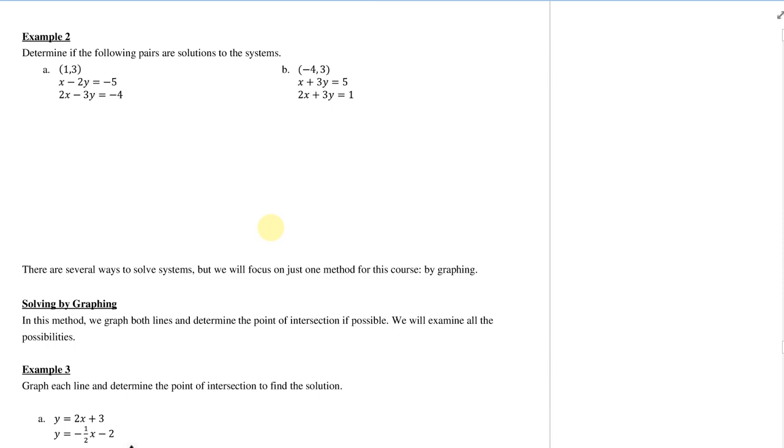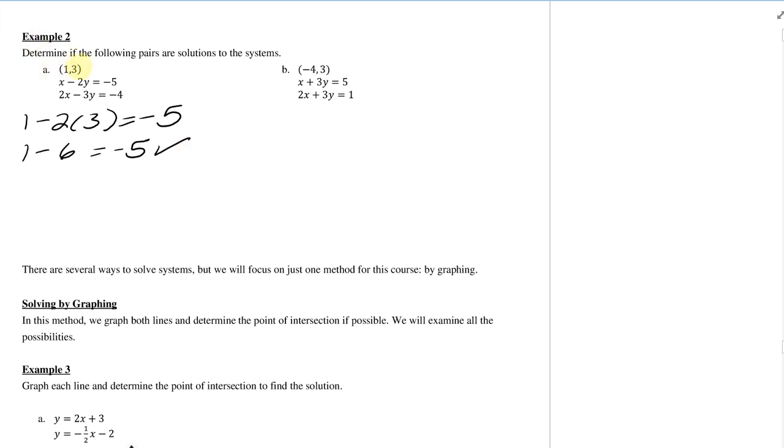So here in example 2, just to get used to this, I'm going to give you an ordered pair, and basically I just want you to plug it into both equations. So you have to plug it into both equations to make sure that it's true. So let's do the first one together. So I've got 1 minus 2 times 3 equals -5. So this becomes 1 minus 6 equals -5, and yes it does. So we're good there. So the first one works.